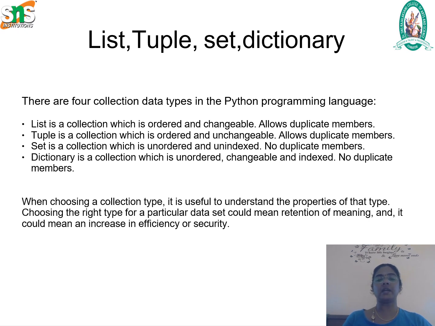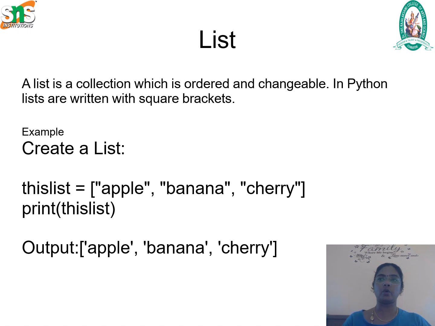While choosing a data type, it is mandatory to understand the properties of that type. Then only can we use the relevant constraint wherever we need that particular data type. Choosing the right type of data for a particular data set can change its intention or meaning for the purpose where it is going to be used. Through that only can we improve the efficiency and the security of those elements.